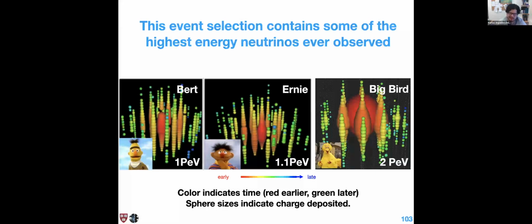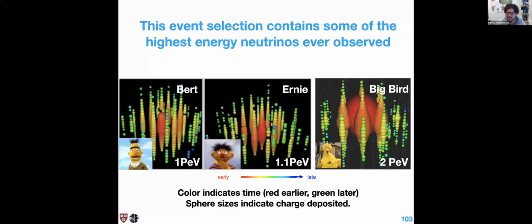You know, if you look long enough, they kind of look like they're Muppet characters, but maybe we're looking at them way too long.